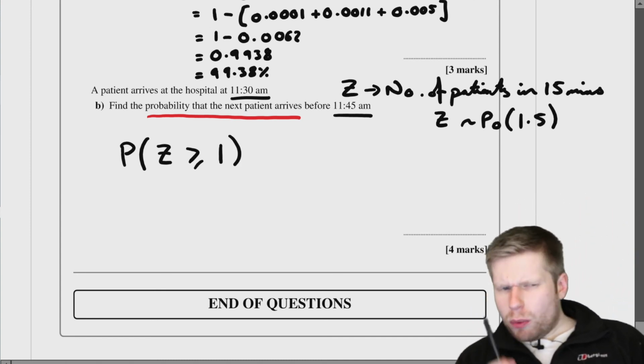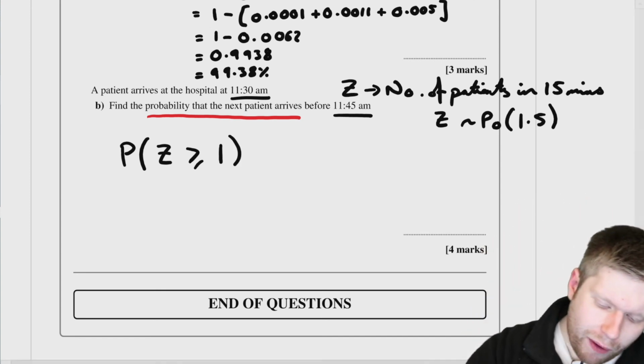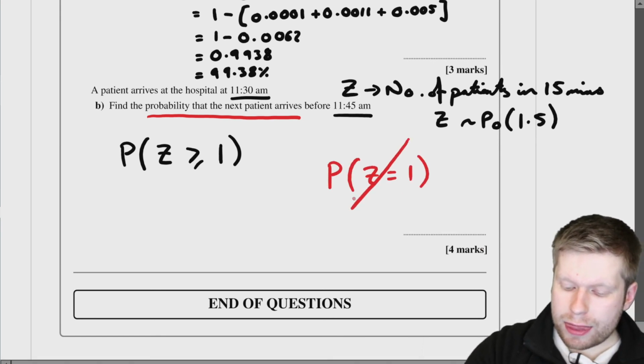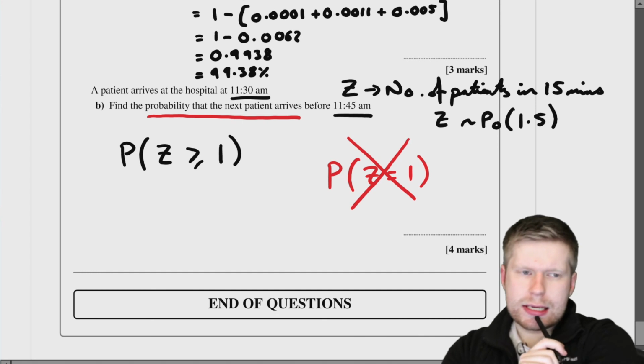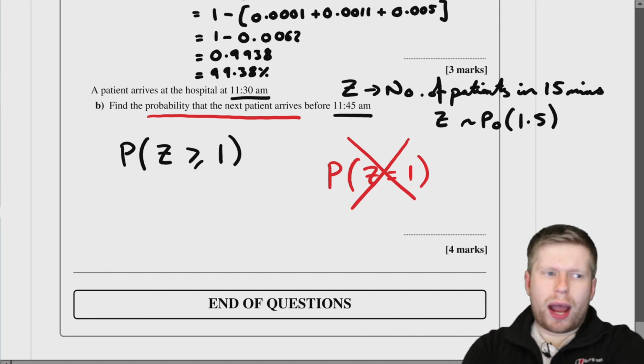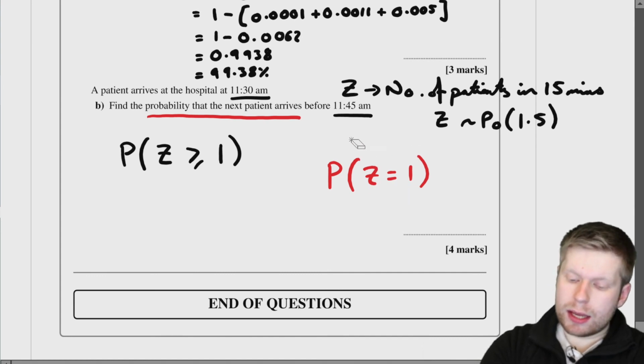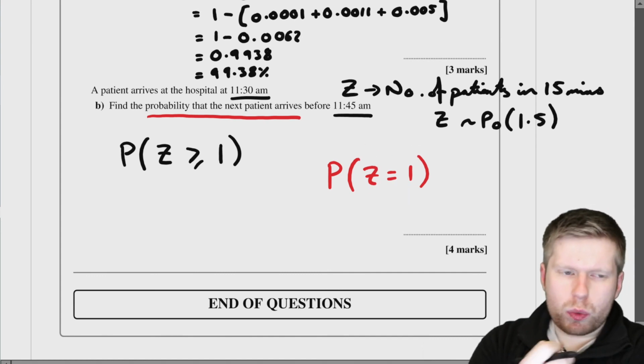Now, if you were looking at this question and thinking, oh, I know the answer to this, I'm just basically looking for the probability that z is equal to 1, that is not correct. Let me try and justify why. We want 1 or more, rather than the probability that z equals 1, because we don't just want the probability that z equals 1.